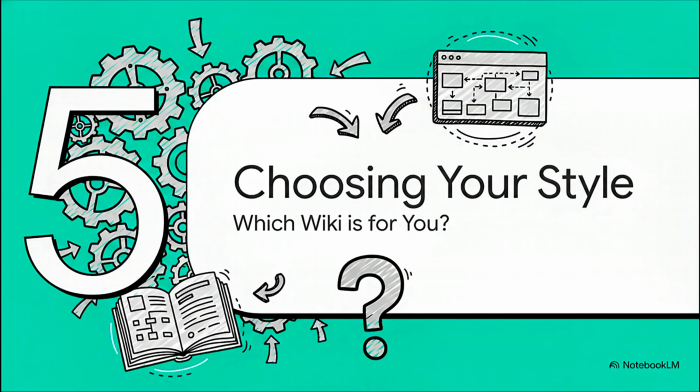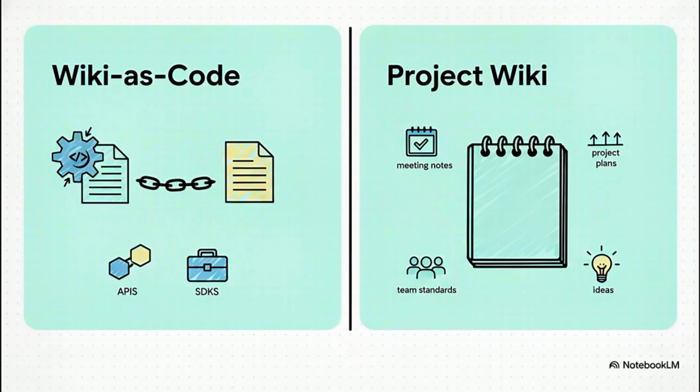This brings us to the big question. Which style is right for your team and your project? All right, let's break it down one last time. Super simple. Go with the Wiki as code approach when your documentation is really tightly coupled to the code itself, like for APIs or SDKs that need versioning.